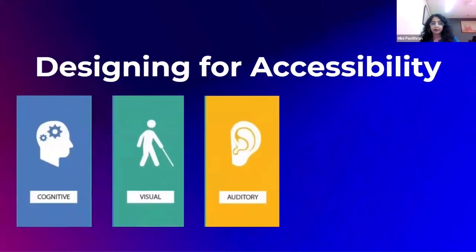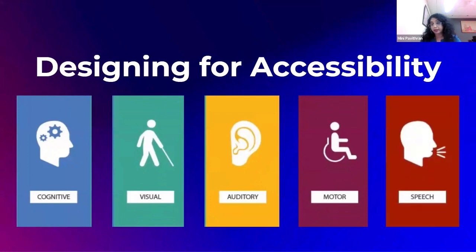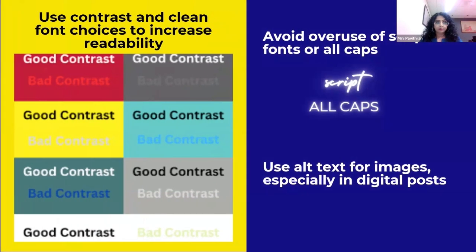Next, let's discuss designing for accessibility so everyone can use our content. This is very important. The flyers and the presentation that I created today, I have kept all of that in mind. The colors and the fonts that I used are all for accessibility purposes. Make sure that you do not add too many script fonts or all caps. Make sure you use high contrast and clear fonts for better reading, and add alt text for images. This whole presentation has been made that way. I have kept that in mind.